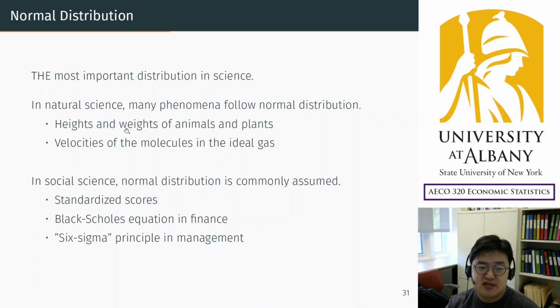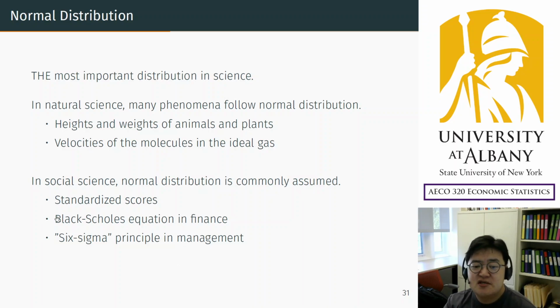Not only in natural science, but in social sciences, normal distribution is commonly assumed. For example, when you get test scores in a standardized form, that is using the assumption that the distribution is normal. So then standardization makes sense.